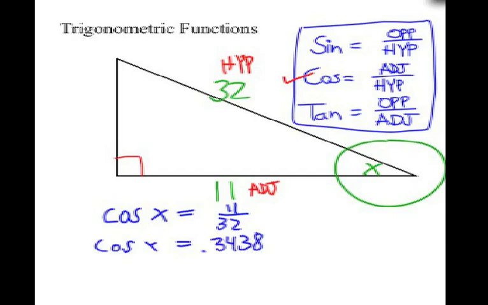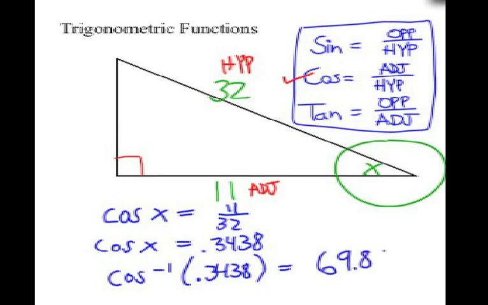And that gives me the cosine value of the angle. But to find the actual angle, I'm going to do the inverse cosine function of 0.3438. Find that button on your calculator and find the inverse cosine. And the answer should be 69.89, let's call it 70 degrees. So angle x would have to be 70 degrees by using the inverse cosine.